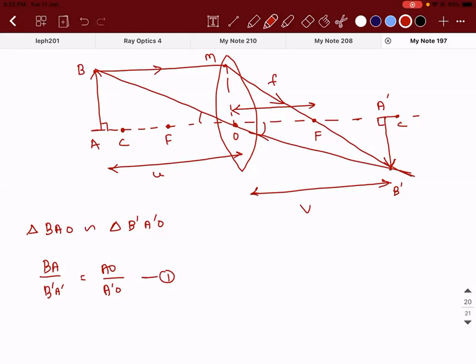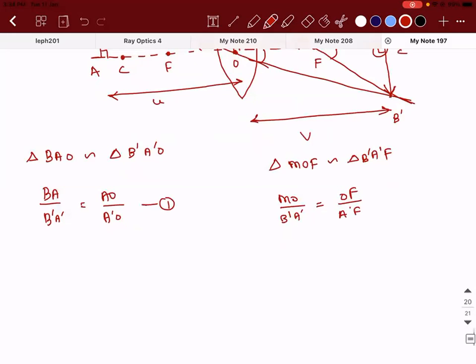What are the other two triangles that are similar? If I see triangle MOF, this angle is 90, and here the vertically opposite angles are both the same. So triangle MOF is similar to triangle B dash A dash F. So MO divided by B dash A dash is equal to OF divided by A dash F.